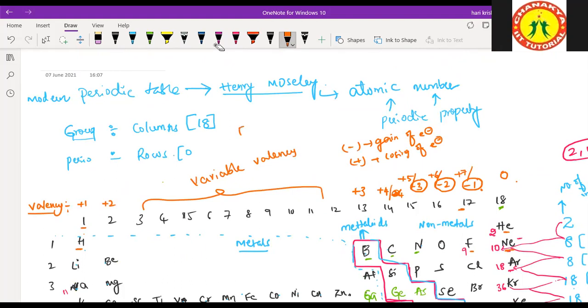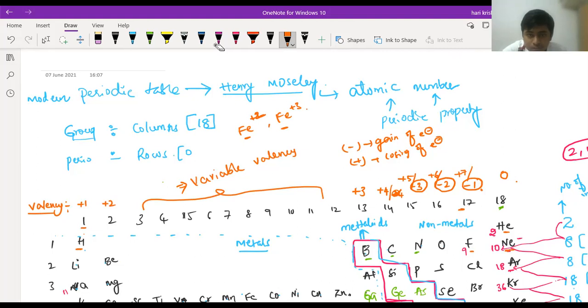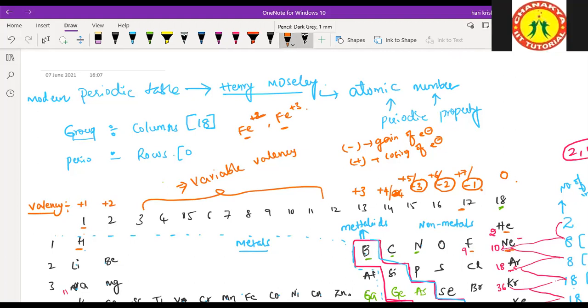Suppose you take ferrum, iron: in some cases it shows +2 and in some cases +3, the same element. So the valency of D block elements is not constant. It always shows variable valencies. You'll study these things, like the definition of variable valency, in class 11th, sorry, also class 12th. D block elements have a separate chapter. If I explain here itself, it will become confusing.